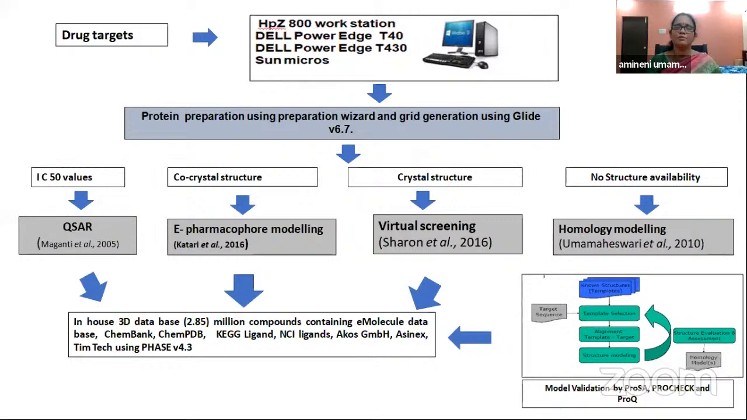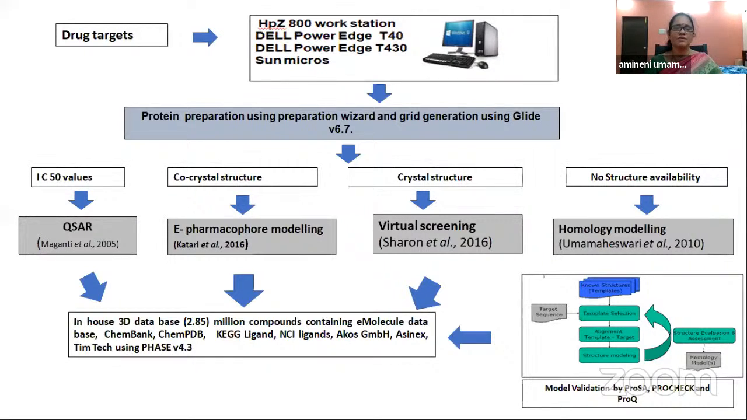So once we have the protein structure and we know the area where we need to block the function, we can do the docking studies. And for ligand discovery, there are again three different approaches. If we have IC50 values, the biological activity of the protein, we take those IC50 values and convert them into pIC50 values, and we can generate a QSAR model. Based on the QSAR model, we can screen the available databases.